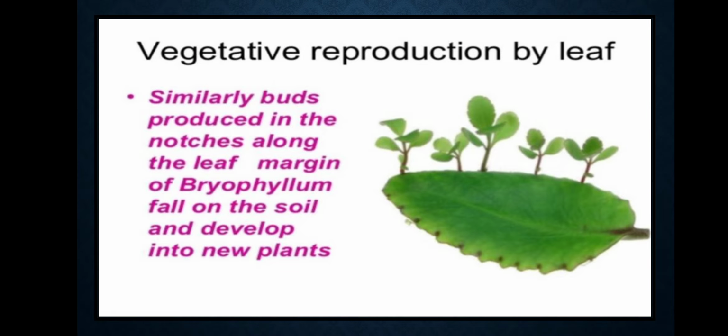So now we are going to deal with natural vegetative propagation, how it occurs by leaves. The leaves of a few plants get detached from the parent plant and fall on the ground. The buds which are present in individual notches of the leaf, when they come in contact with the soil, develop into a new plant through these buds. The best example for this type of propagation is bryophyllum. In the bryophyllum leaf, we see this natural vegetative propagation.